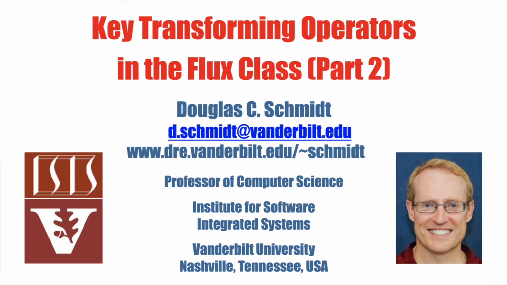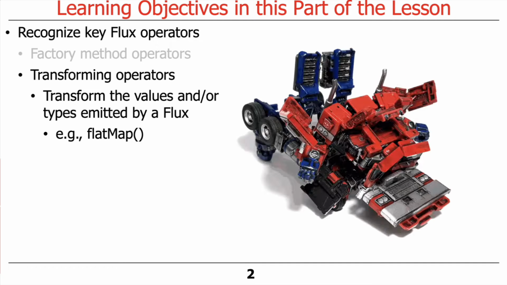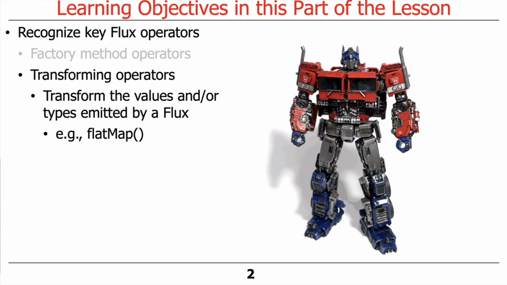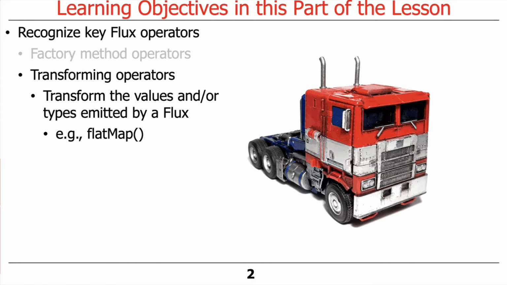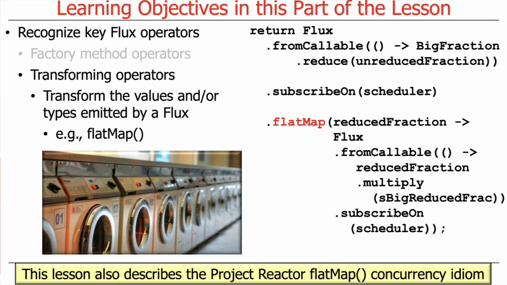So we're now ready to turn our attention to one of the key transforming operators in the Flux class. Earlier we talked about the map transforming operator. Now we're going to talk about the flatMap transforming operator. And as you might expect from the name, it's going to be used to transform the values or the types that are emitted by a flux. This lesson will also describe how Project Reactor's flatMap can be used to do concurrent processing.